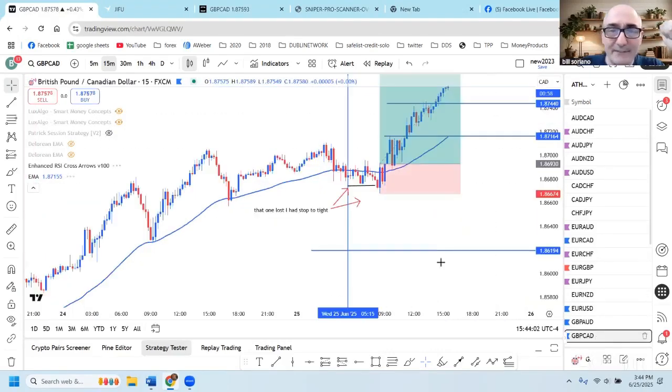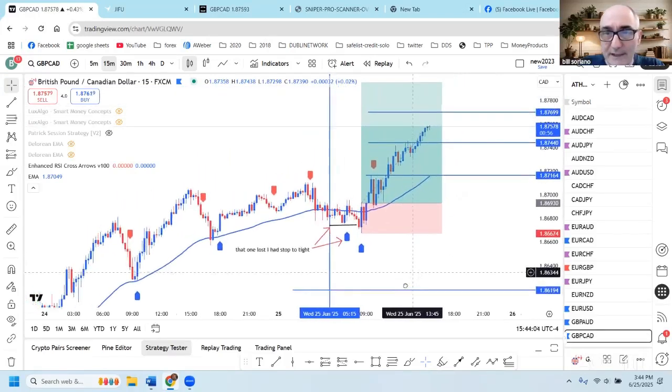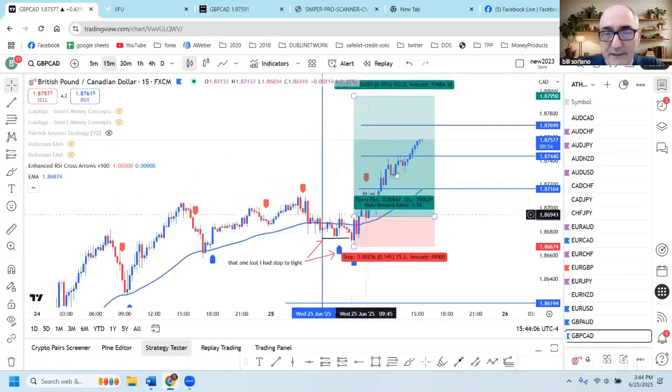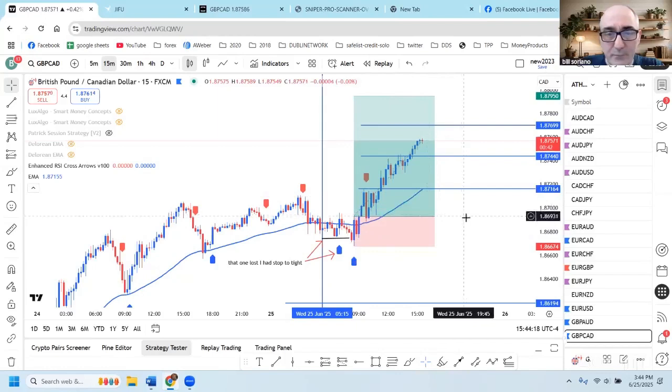GBP CAD, this is a trade that I'm currently in right now, right? So I want to get this up to this area right here. It'll be up 3%, and then I can lock in 2. Right now I have this locked in at 1. So my stop loss is right here at my broker.